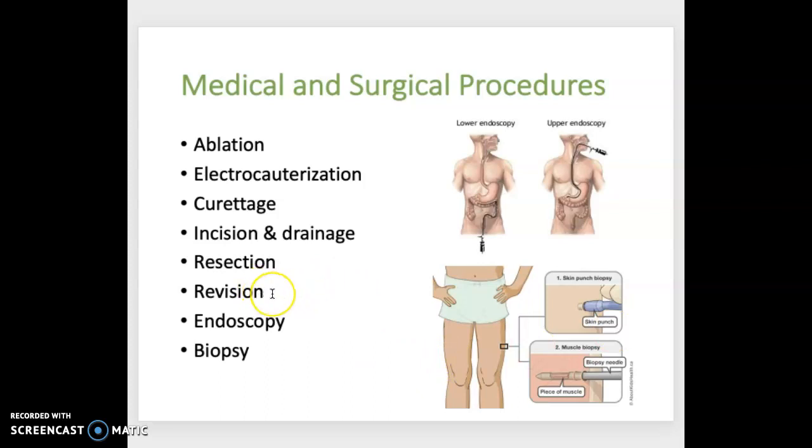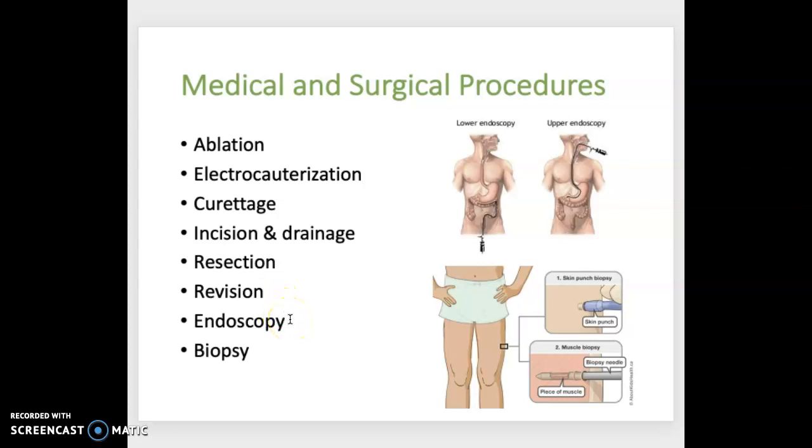A revision. This is a repeat procedure done to correct an undesirable result. So if a surgery was done and it wasn't done properly, or if a part of the tissue that shouldn't be there was still remaining, a revision would have to be done to go back and perform the same procedure to correct an undesirable result.